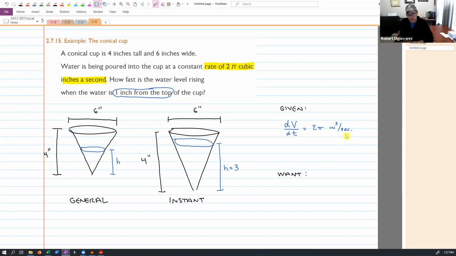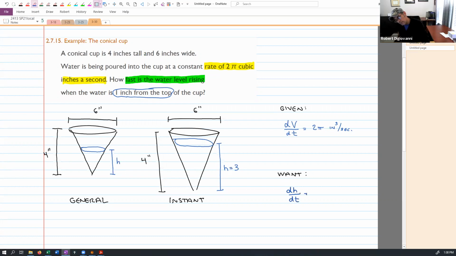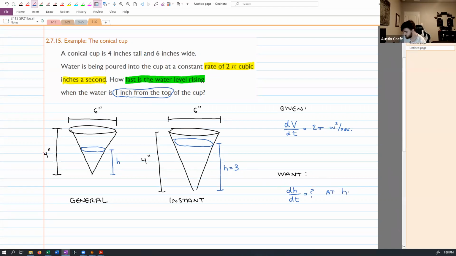What do we want? When it's 1 inch from the top, what is it we want? dH/dt. How fast is the water level rising? Well, the water level, we've labeled it as H, haven't we? So dH/dt is what we want. At what moment in time? H equals 3. At H equals 3.